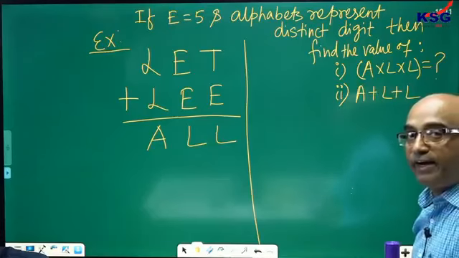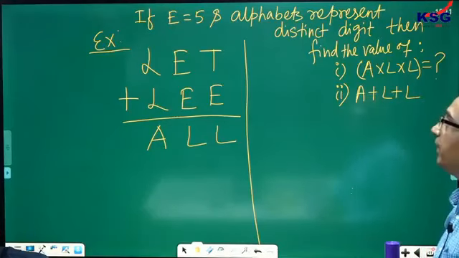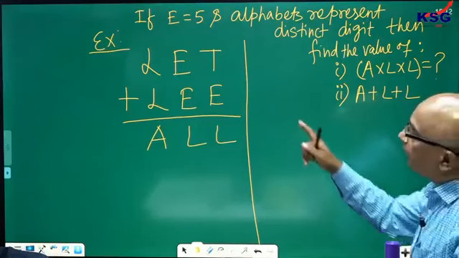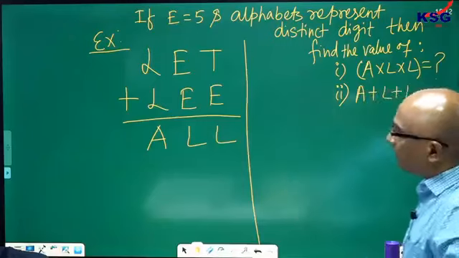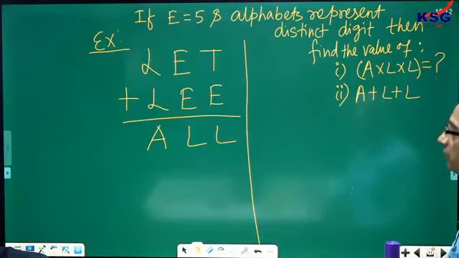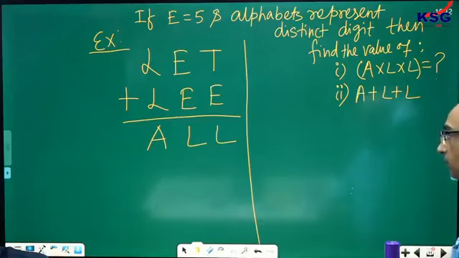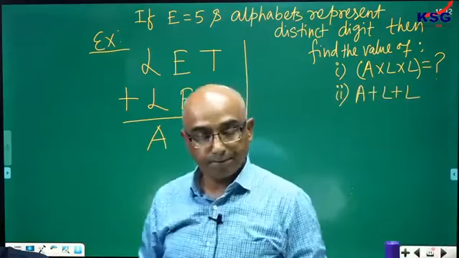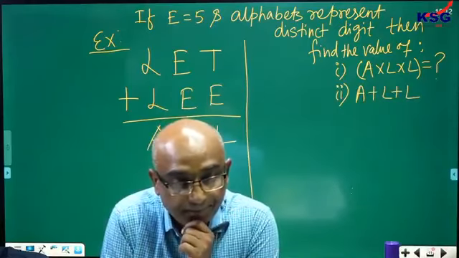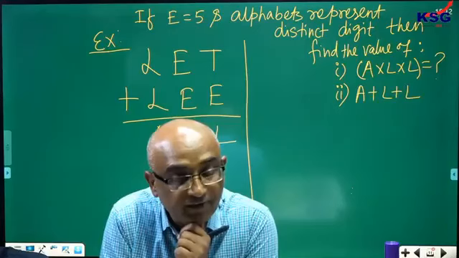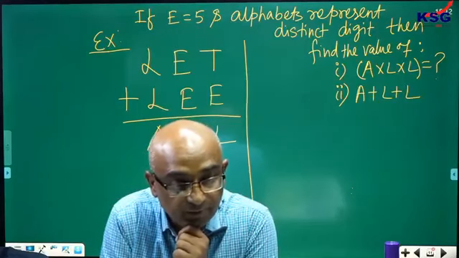Spend a little time, 1.5 minutes, then we will discuss this example in detail. The value of E is given as 5. So your aim is to find the value of L, T as well as A, three unknowns. So many different answers: 0, 3, 5.